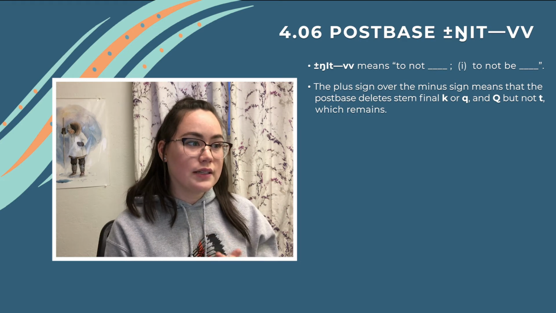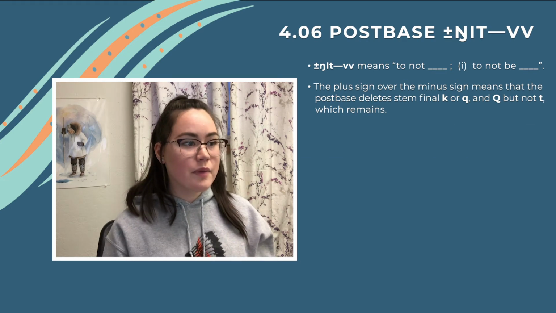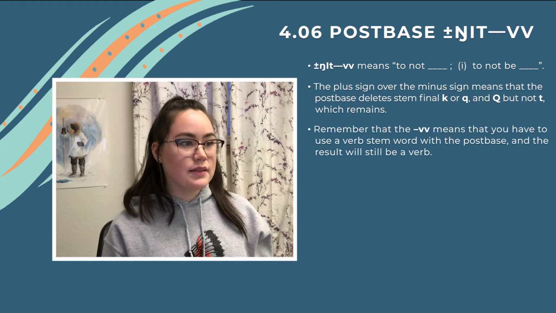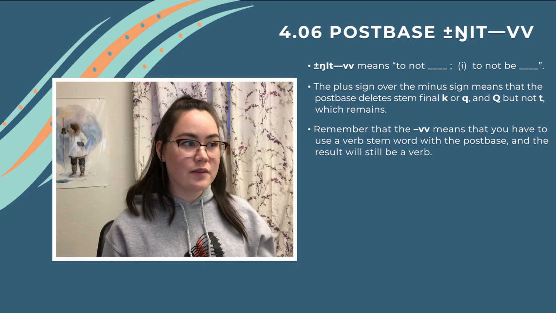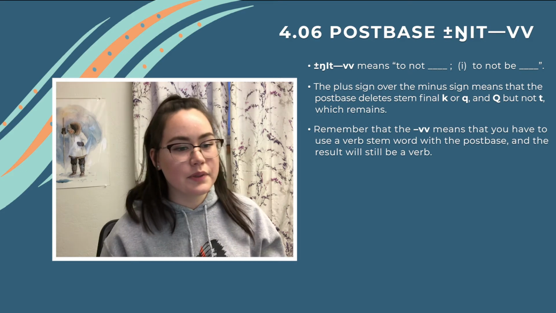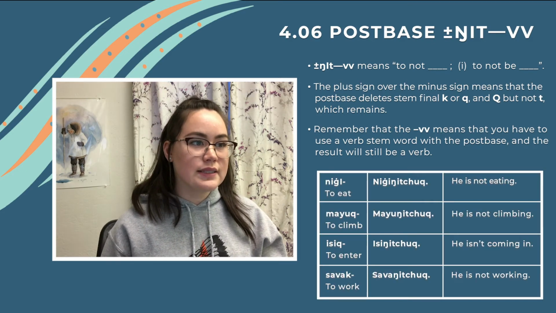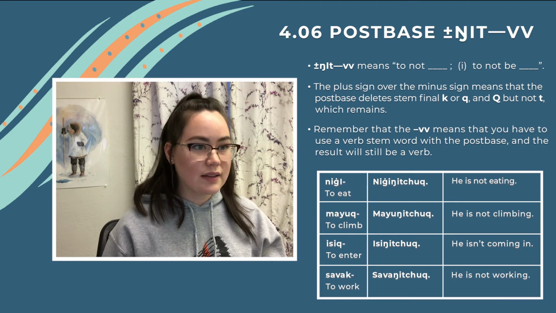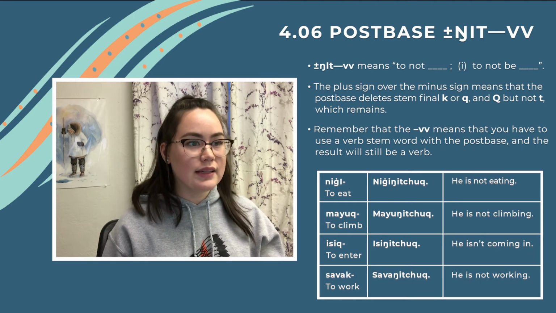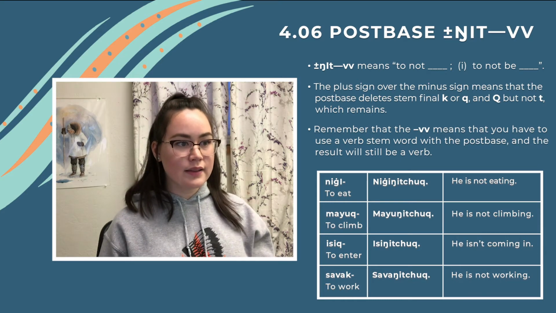But you will not delete T. So remember that VV, you have to use a verb stem with that one, and the result will still be a verb. So for example, nere ngitchok. Since nere ends in a vowel, we will automatically add ngit. Nere ngitchok, he is not eating.